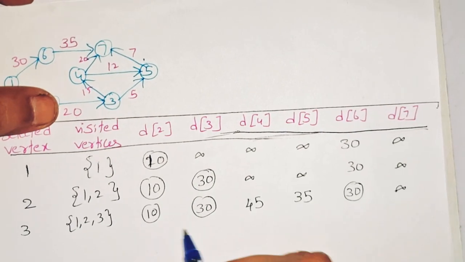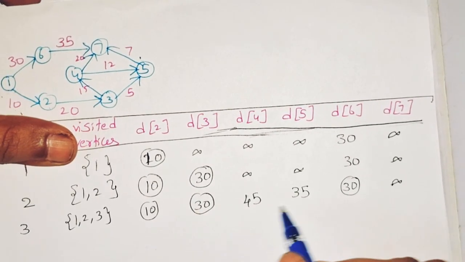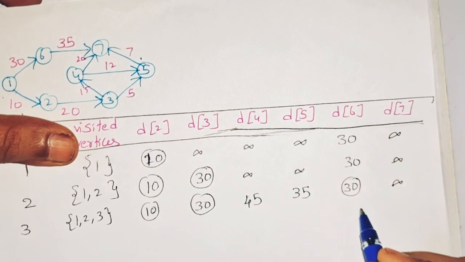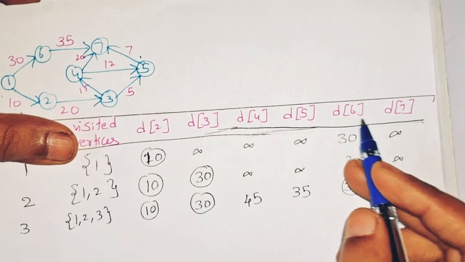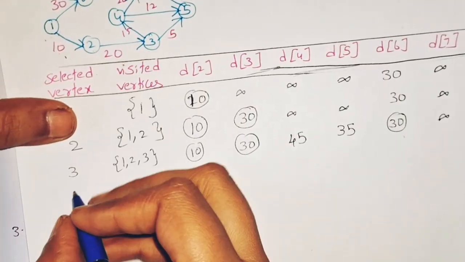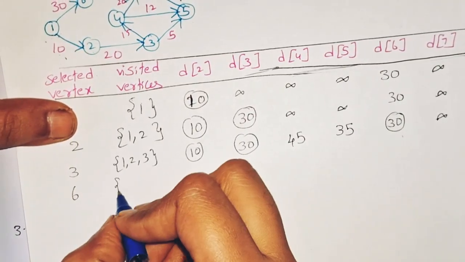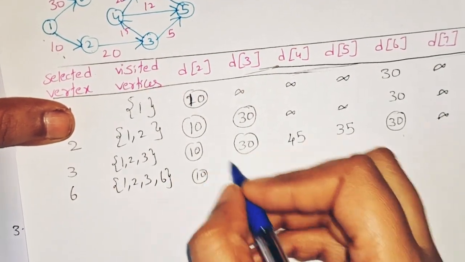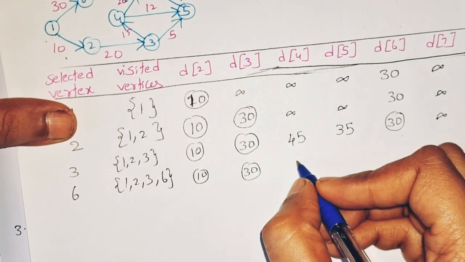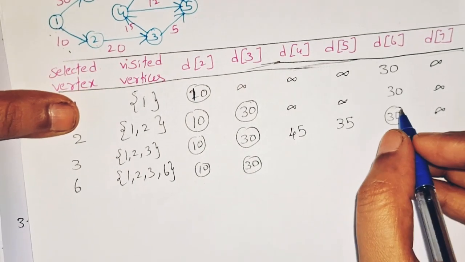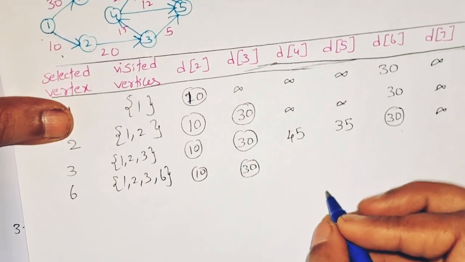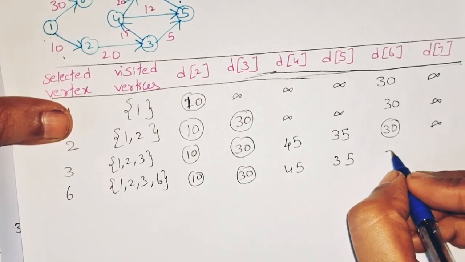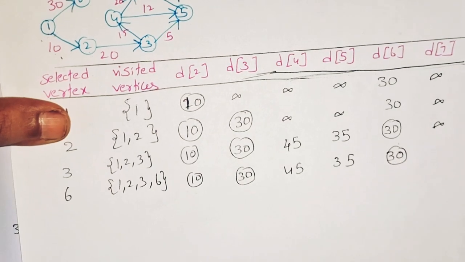From the nodes here, what is the minimum cost? So 30, that is node 6, is having minimum cost. So now next let us visit node 6 here. So node 6: 1, 2, 3, 6. So 10 is a visited node, 30 is visited, and 45, 35, and 30 is visited node, right?